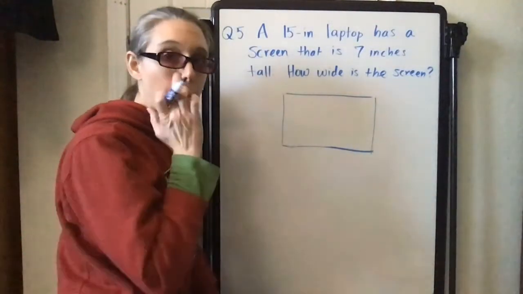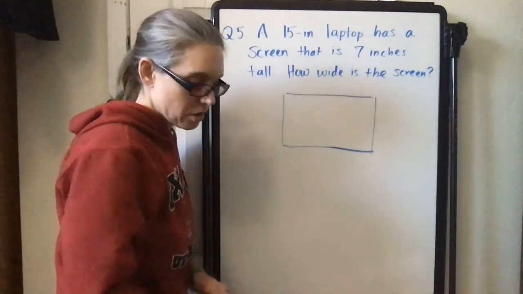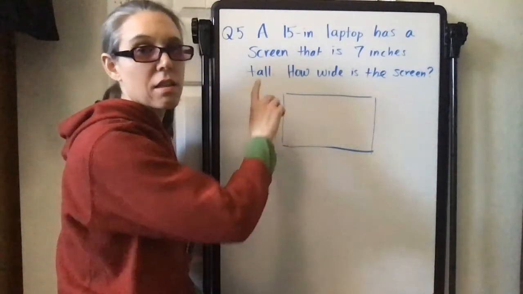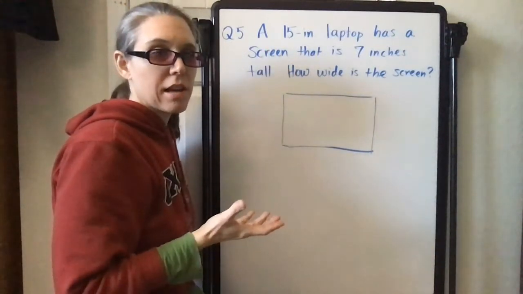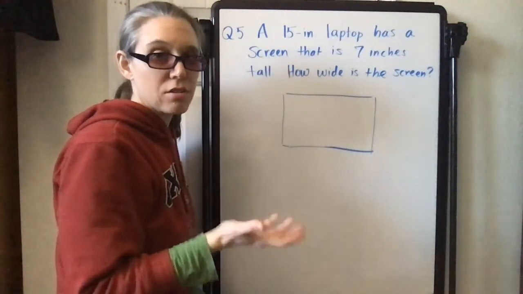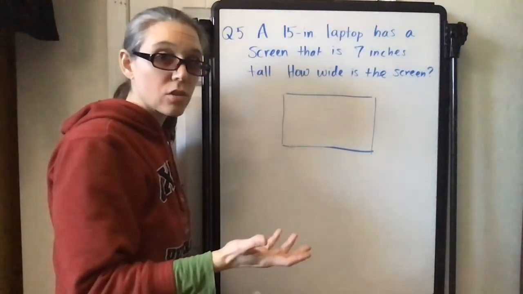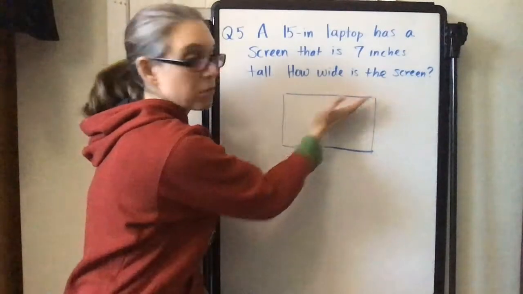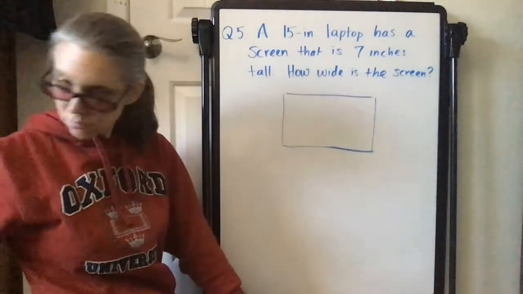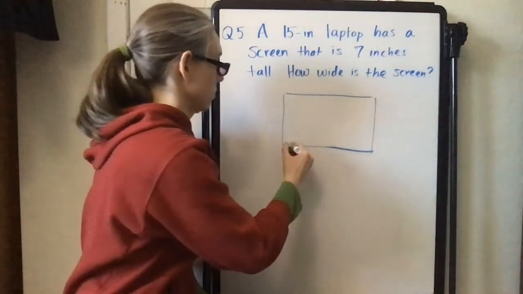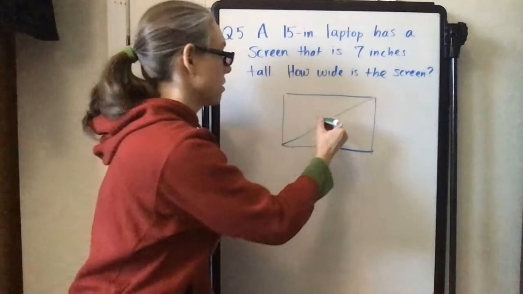Now the diagonal of the screen is actually what determines this number right here. So when a computer says it has a 15-inch screen or a 10-inch screen or a 20-inch screen, it's referencing the diagonal length of the screen. So that diagonal length is 15 inches.